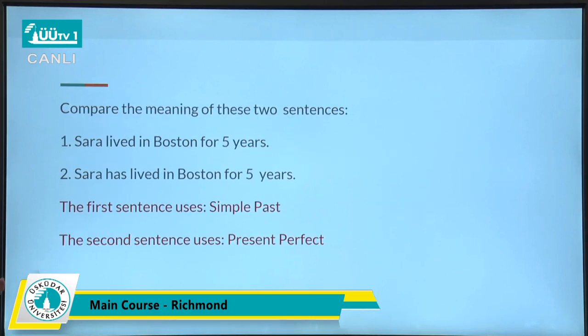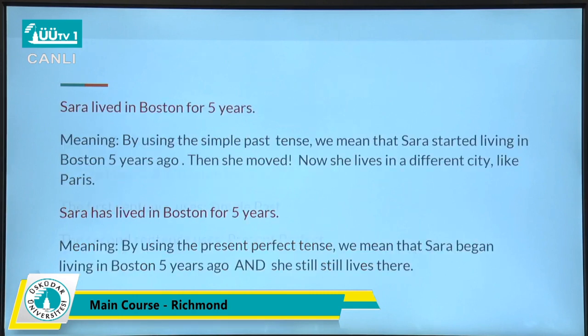Let's compare the meaning of these two sentences. The first sentence is, Sarah lived in Boston for 5 years. And the second sentence is, Sarah has lived in Boston for 5 years. So what do you think? What might be the difference between the two sentences? So in the first sentence we use simple past, and in the second sentence we use present perfect.